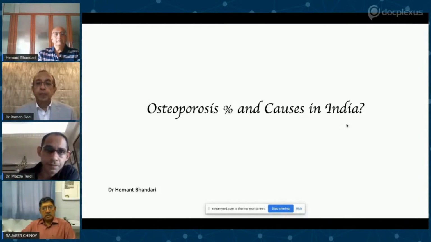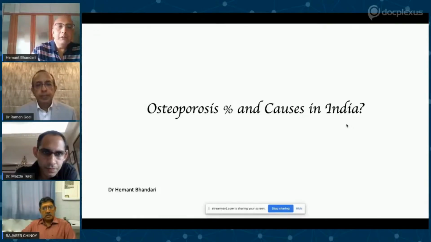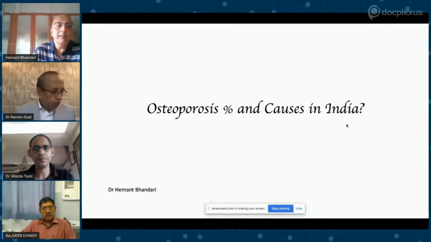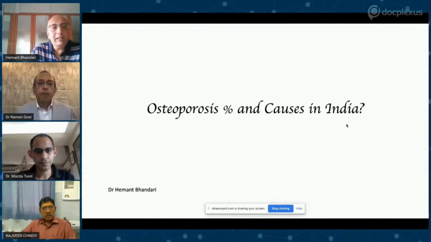See, we get mainly postmenopausal women as osteoporotic because after menopause, women tend to lose bone density rapidly. And especially we find it in Gujarati, Marwadi women, or those with a sedentary lifestyle. They tend to lose bone mass very fast and they are more prone to fractures.